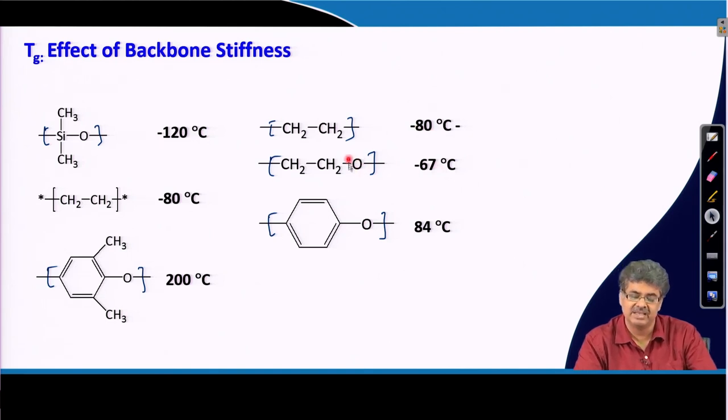In this example, this might increase the flexibility, but because the intermolecular interaction is higher, due to the presence of a polar group, the Tg is actually a little higher in this particular case. As I was saying, there could be multiple factors which determine the value of Tg. In this case, because the stiffness is higher, the Tg is much higher compared to these two polymers.